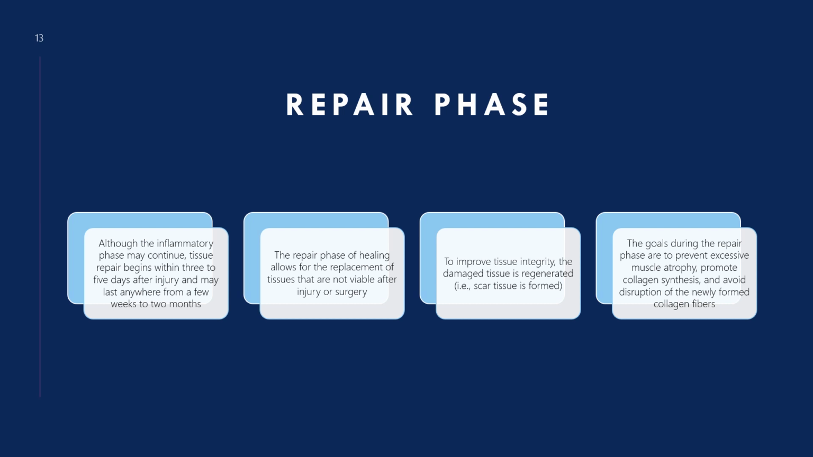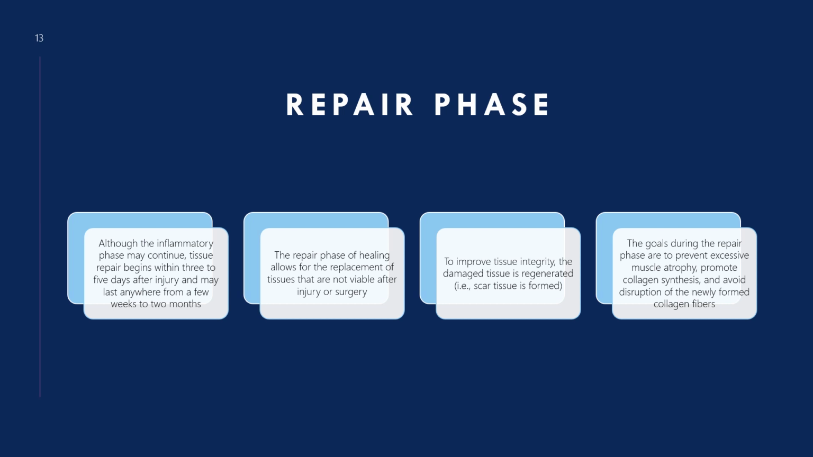Re-epithelialization. The epithelial cells migrate and proliferate to cover the wound surface, restoring the protective barrier of the skin or mucous membranes. And contraction. Myofibroblasts are specialized cells with properties of both fibroblasts and smooth muscle cells. They contribute to wound contraction. They pull the wound edges closer together, reducing the wound size and promoting closure. These processes collectively contribute to tissue repair and the formation of new tissue during the proliferation phase. It's important to note that tissue healing is a dynamic and overlapping process, and various cellular and molecular events occur simultaneously or in sequence to restore tissue integrity.